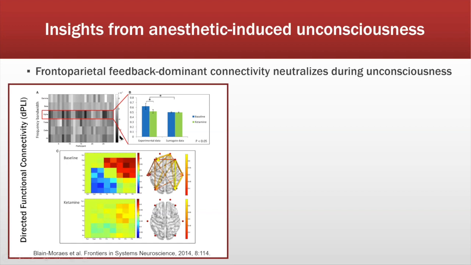In figure B, you see that in the experimental data at baseline, there is a large lead-lag relationship because the DPLI is higher than 0.5 between frontal parietal regions in baseline resting conditions. Upon ketamine-induced unconsciousness, this neutralizes. It becomes 0.5, which means there is a random lead-lag relationship. You see the same thing in figure C at the bottom, where red is phase lead dominant and blue is phase lag dominant. These are the frontal electrodes connected to the parietal electrodes. You see a strong frontal parietal lead-lag relationship in baseline conditions, which is also represented on this brain map, and under ketamine-induced unconsciousness, this neutralizes. So this data set showed us that the feedback dominant connectivity that we see in baseline neutralizes during unconsciousness.